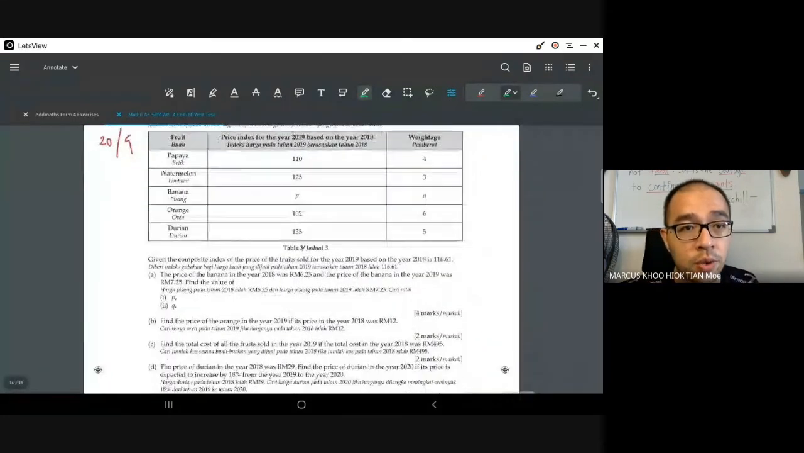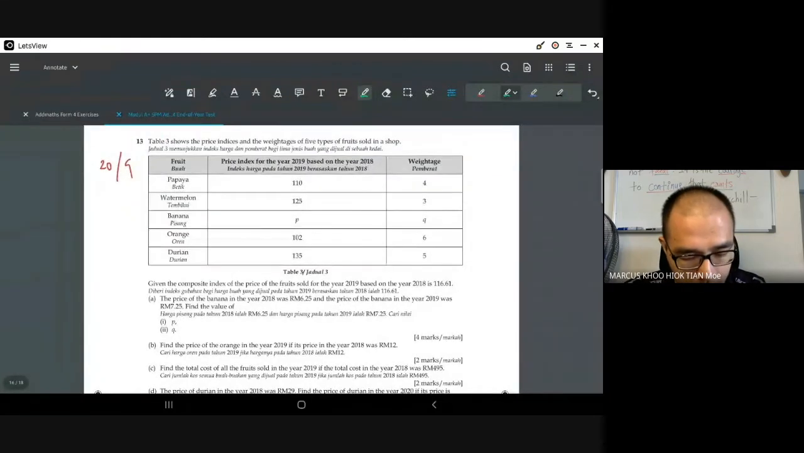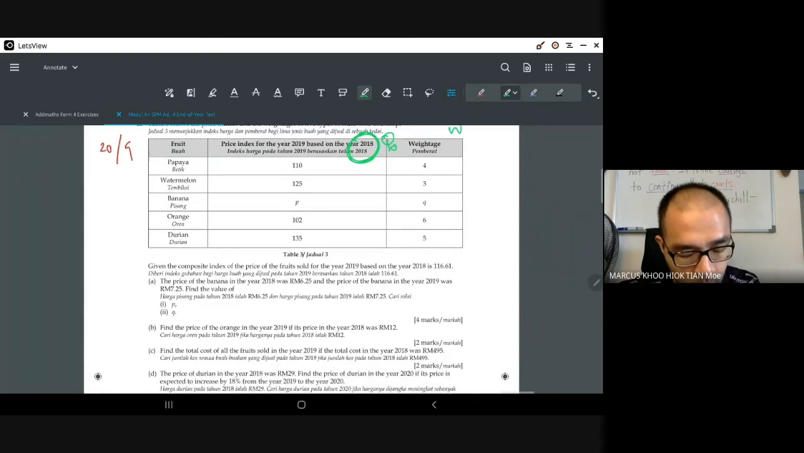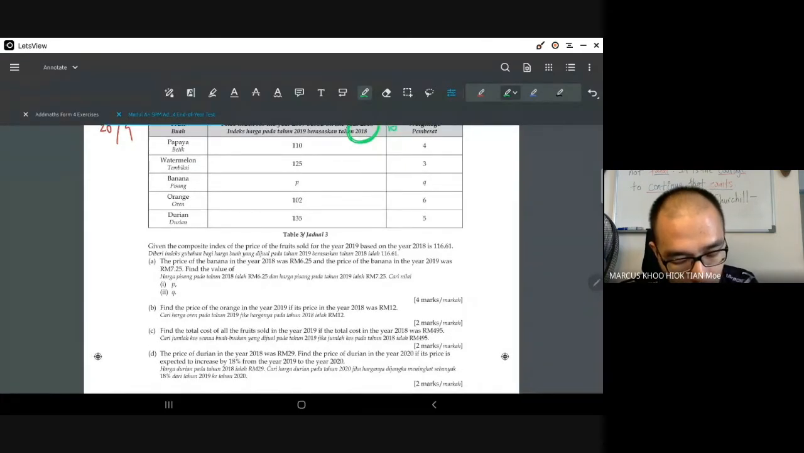All right, let's take a look at this question. Table 3 shows the price index and the weightages. Same thing, price index. Take a look at the base year. Base year is 2018, so this is Q0. Be very careful: Q0 is the 2018 price. Weightage is W. You kind of know where this is going. Given the composite index is 116.61.